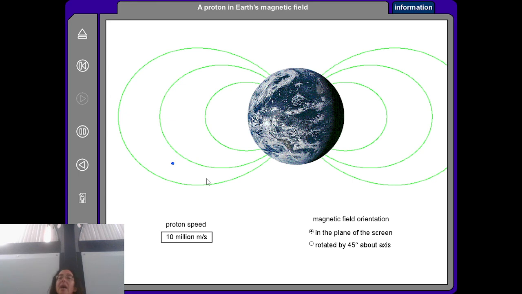So here what's going to happen if you have a proton coming from the sun, for example, it's going to be trapped and it cannot reach the Earth. Except two places. Do you see the two places where there is not much protection? Very good. The geographic north and the geographic south.